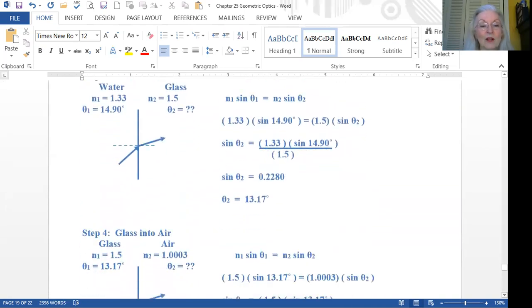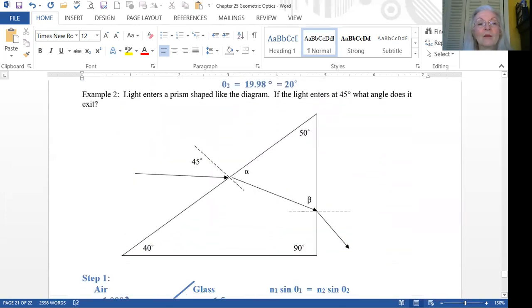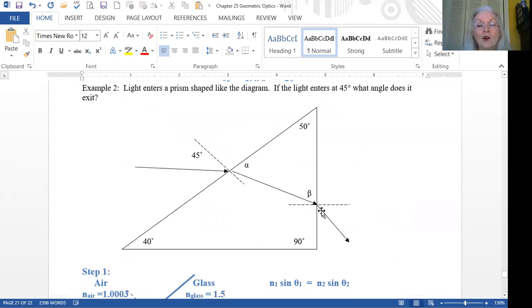So we'll come down and look at light entering a prism. So you have a right triangle, it's a prism, and we have our three angles, a 40, 50, and 90 degree angle. We're going to have light enter the prism at 45 degrees. And you'll notice I've got an alpha and a beta. Those little diagrams are going to come in handy. We'll need to know that before we're done. Because as you can see, we don't have any one of these lines parallel to the other. So symmetry is not going to help us. Symmetry will not be helpful.